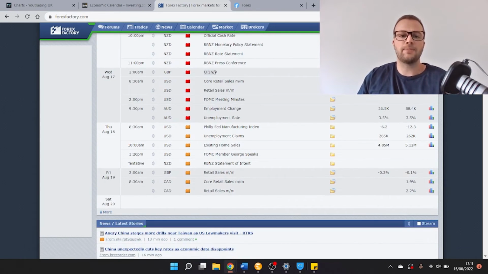Wednesday, UK CPI. That's always interesting. Look, it looks like it's nearly going to hit 10% in July. The Bank of England anyway expects it to go up to about 13% when they lift the energy prices again in October. The main event of the week, though, or the main two events of the week, are going to be these two here: US retail sales and FOMC minutes.